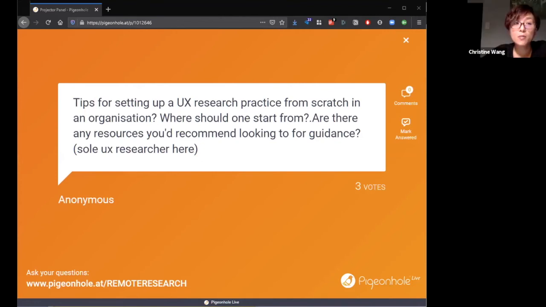I just thought of one more thing. If you are in a digital product development company, most of the time the development process is really fast, so they will just continuously move on. So I would say if you are the only researcher and you really want to do some regular and formal study, what you can actually do is set up a regular observation session.